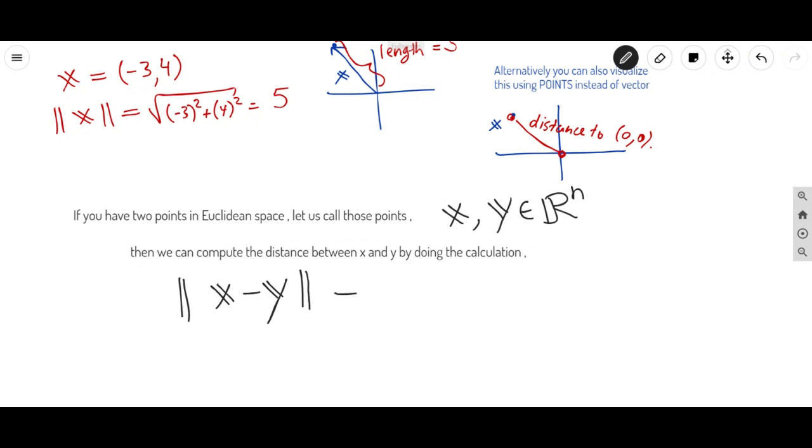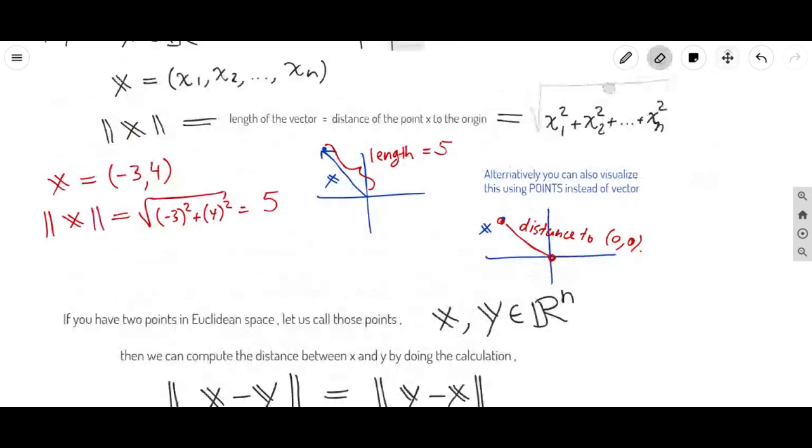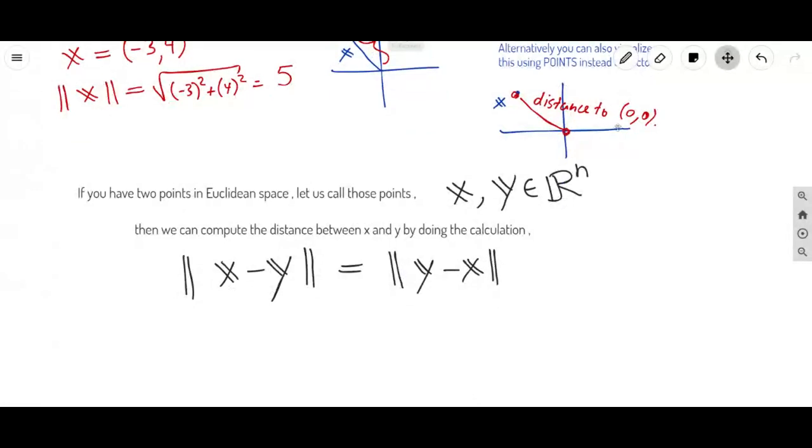And by the way, that's the same thing as y minus x. It does not matter whether you write x minus y or y minus x, because when you do a norm calculation, you can see that the quantities are being squared. So the minus sign will go away. But here it makes more sense to visualize x and y as points and not as vectors.